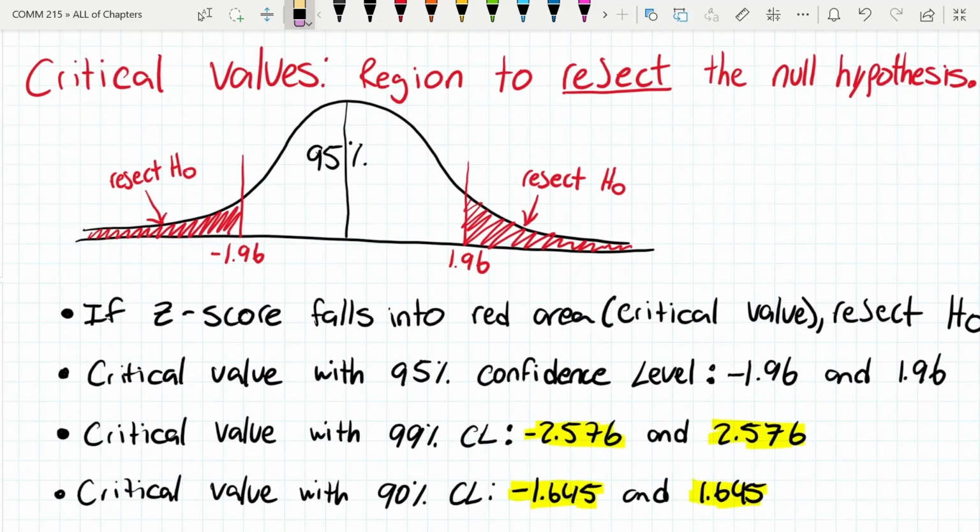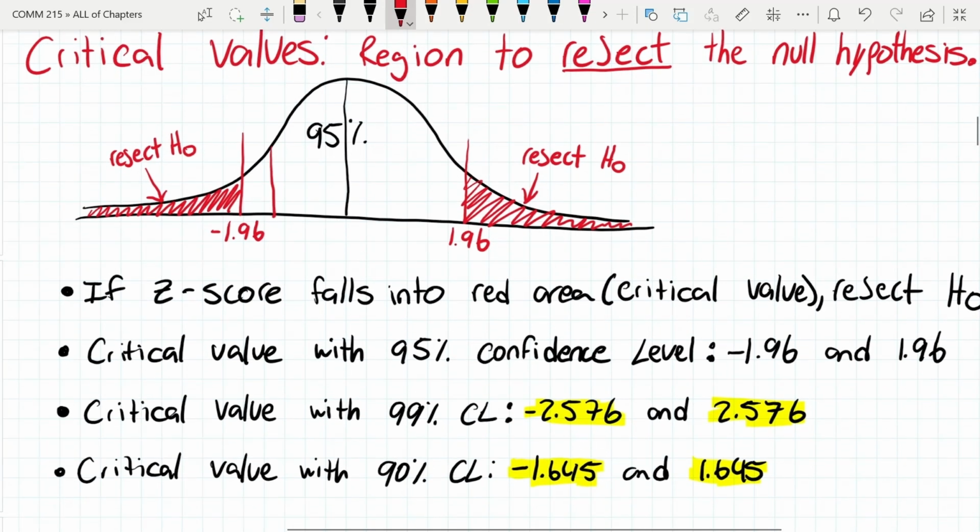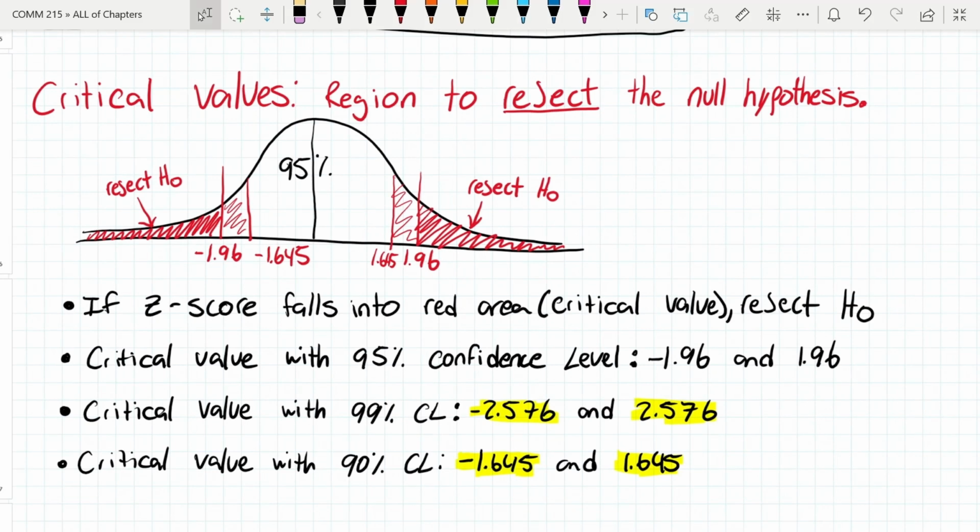I should do that in red actually. So I just want you guys to visualize what a 90% confidence level would look like compared to a 95% confidence level. So it'd be negative 1.645, and then I'll just do it here. Just pretend it's symmetrical, 1.645. And as you can see, if I color this in like that, our region to reject the null hypothesis, so our critical values, is a lot bigger.